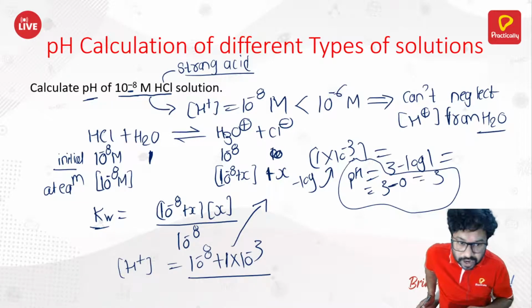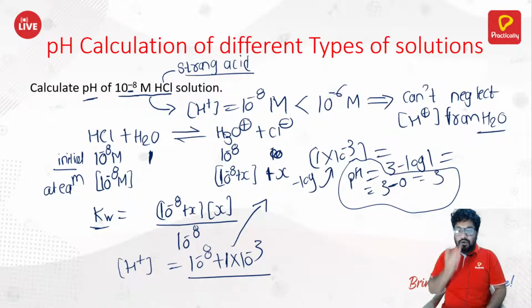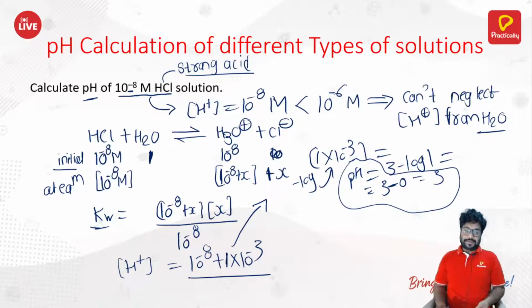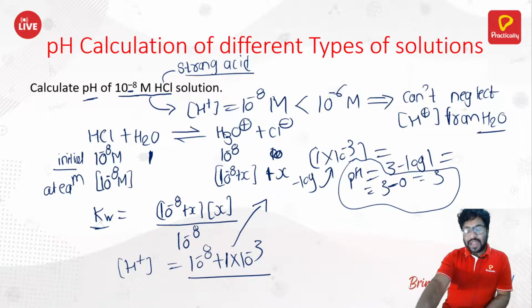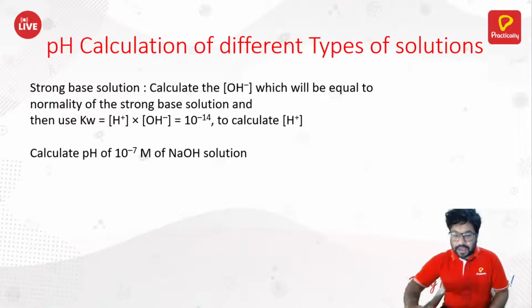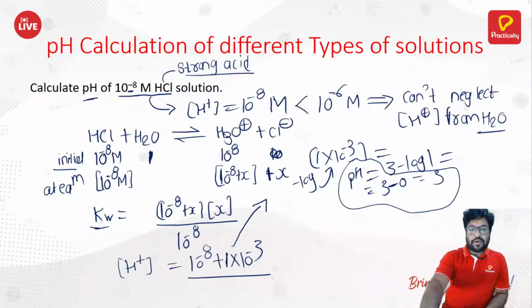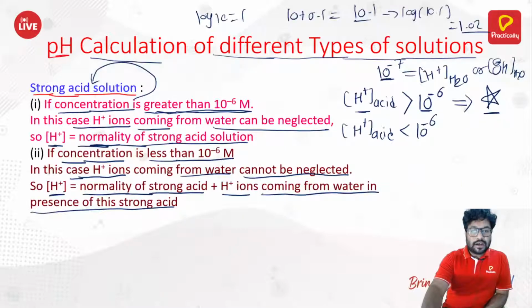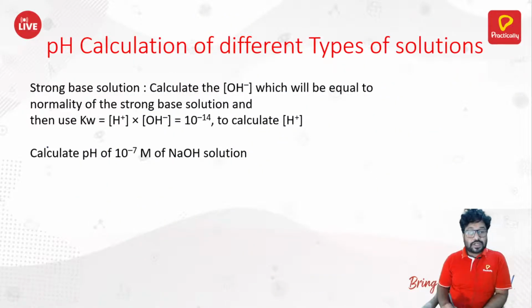So that is how you can find out the pH for such a solution. That is the way of calculating it. Okay, so moving ahead. Now that is for the pH calculation. We found out the pH calculation of different types of solution. Now taking that forward, firstly what we saw is the strong acid solution, right? Now we're gonna see the strong base solution.